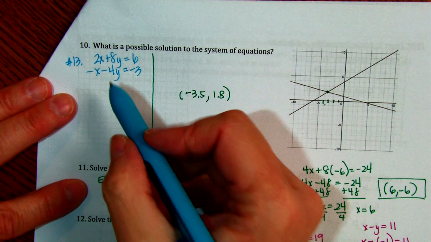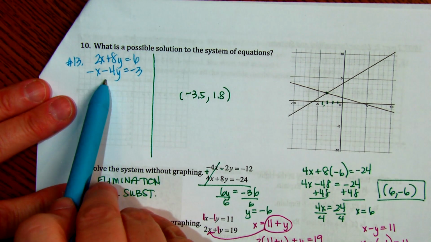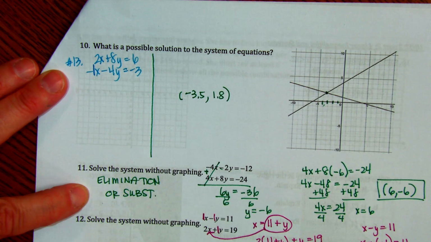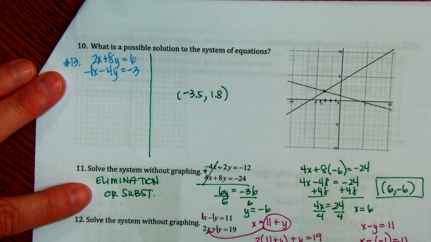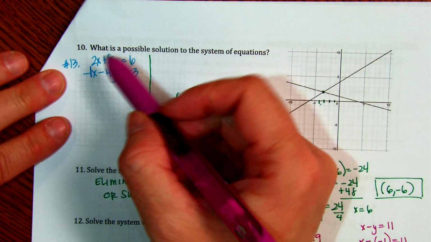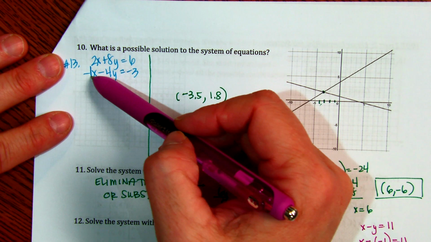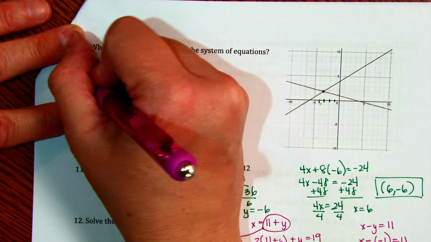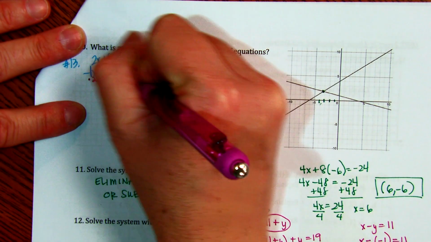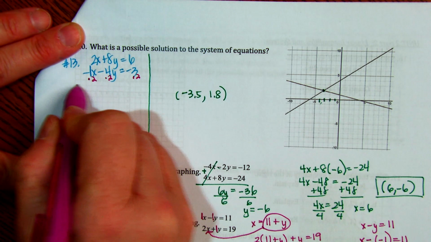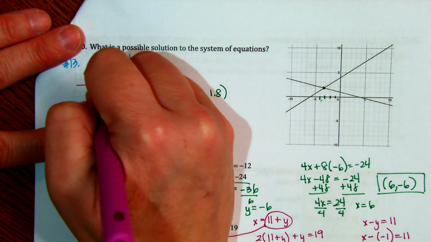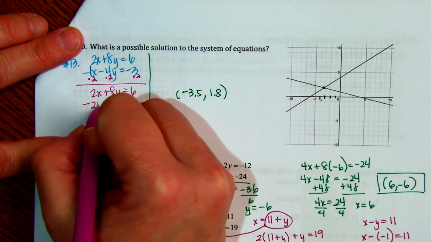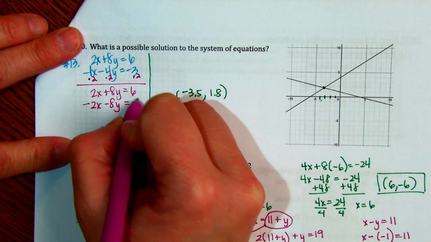On number 13, you could solve this by substitution because x has a coefficient of negative 1. I could also do this by elimination, which is what I'm going to do. So I have 2x and I have a negative 1x. I can get negative 1 to be a negative 2 by multiplying every term by 2. I didn't do anything to the first one. And then my second one is going to be negative 2x minus 8y equals a negative 6.